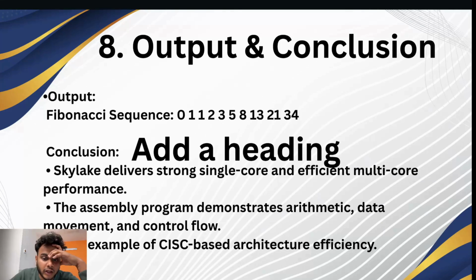When we run the code, the output is a Fibonacci sequence. Let's see, for example: 0, 1, 1, 2, 3, 5, 8, 13, 21, and 34.